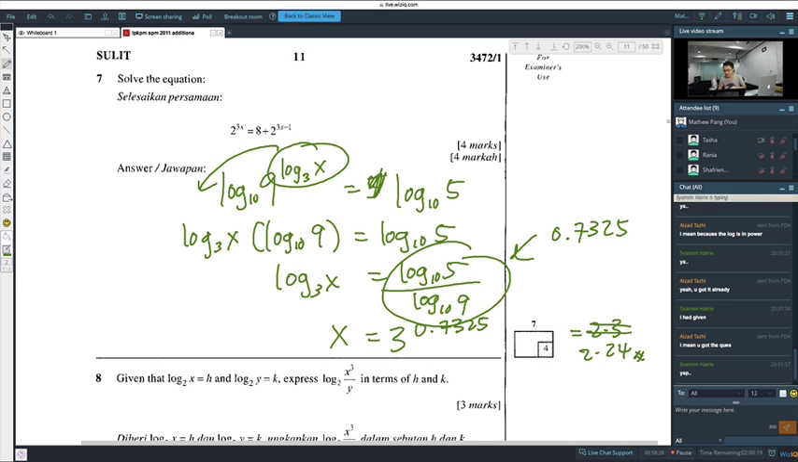Done. Okay, yeah, if you just add log 10 for both sides, it will be easier. And then you just solve it like a normal log question. Yeah, this one shouldn't be too hard.